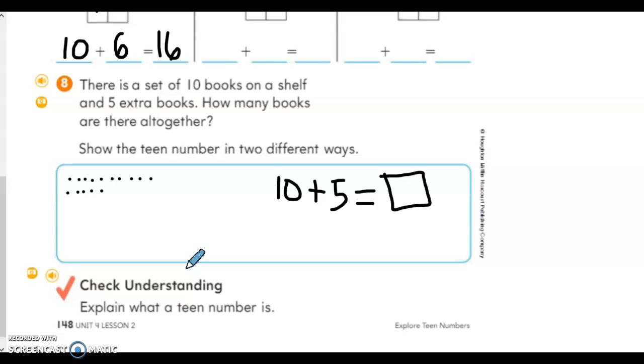I'm wondering if there's a friend in class who might be able to tell us that. Take 1 second and see if there's anybody who knows. What have we been learning about teen numbers? They are made up of a 10 and some extra ones. So that could be anything from 11 to 19.